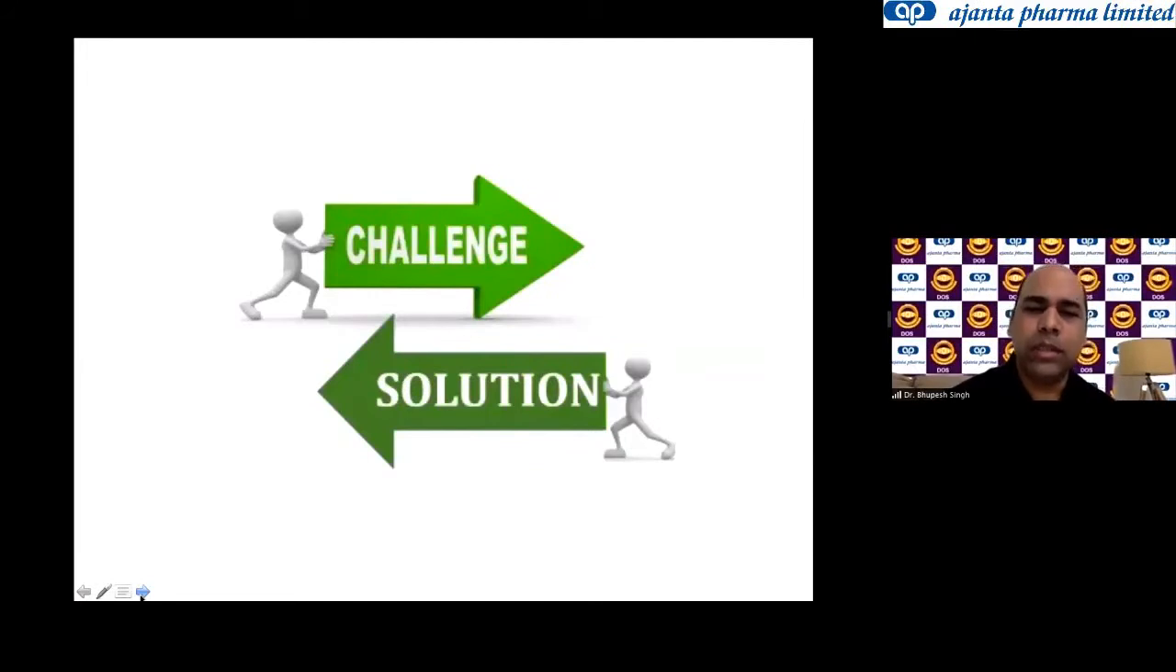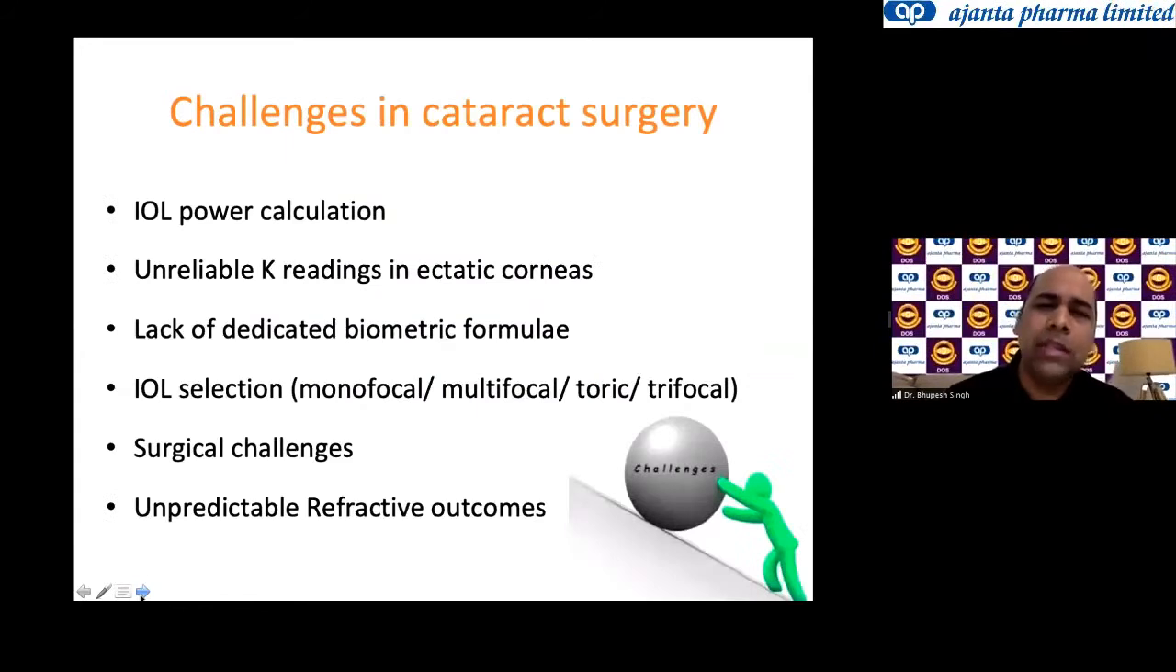Cataract surgery in keratoconus gives us a lot of challenges in getting a good result in these eyes. We need a systematic solution to achieve good results. The first challenge is IOL power calculation in these patients. The main problem is unreliable K readings in ectatic corneas, and there is a lack of dedicated biometric formulas for these eyes. IOL selection is another challenge, whether to go with monofocal, multifocal, toric or trifocal IOLs in these cases. Apart from these, there are surgical challenges, and despite all of these, there are unpredictable refractive outcomes. So we have to deal with that also.